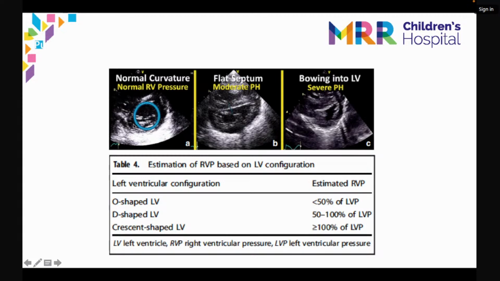So usually you have your LV, which is circular, and the RV, which is sitting over it in a crescent shape, which is the O-shaped LV, where your right ventricular pressures are less than 50% of the left ventricular pressures. Eventually, if your right ventricular pressures start becoming around 50 to 75% of the left ventricular pressures, you will have flattening of the interventricular septum, or the D-shaped ventricle that they're talking about. And if your right ventricular pressures are suprasystemic, that is more than 100%, in that case, you will get your crescent-shaped LV. In this case, you have bowing of the interventricular septum into the LV, which is implicative of severe PAH.